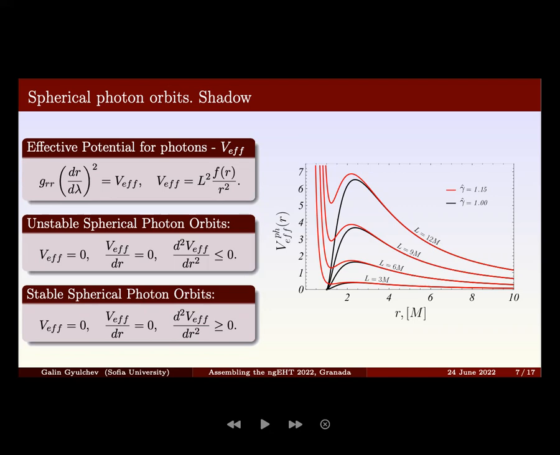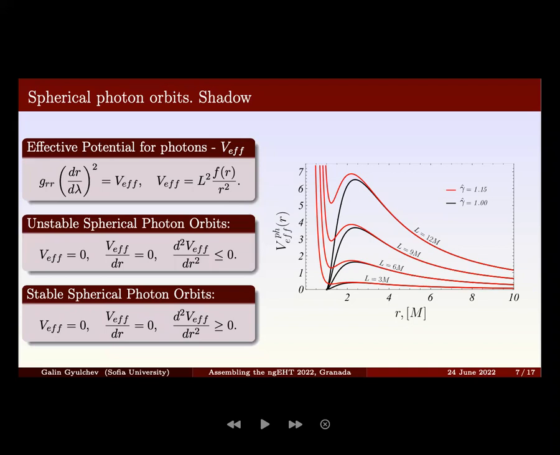So we see here for the first time that the behavior of the photons will be very different when we have a black hole and when we have a naked singularity, because the black hole acts over the photons only with the maximum of the effective potential. So in this case, we have only unstable photon orbits. But in the case of the naked singularities, we have not only the maximum, but also a minimum of the potential, which means that we have stable spherical photon orbits.